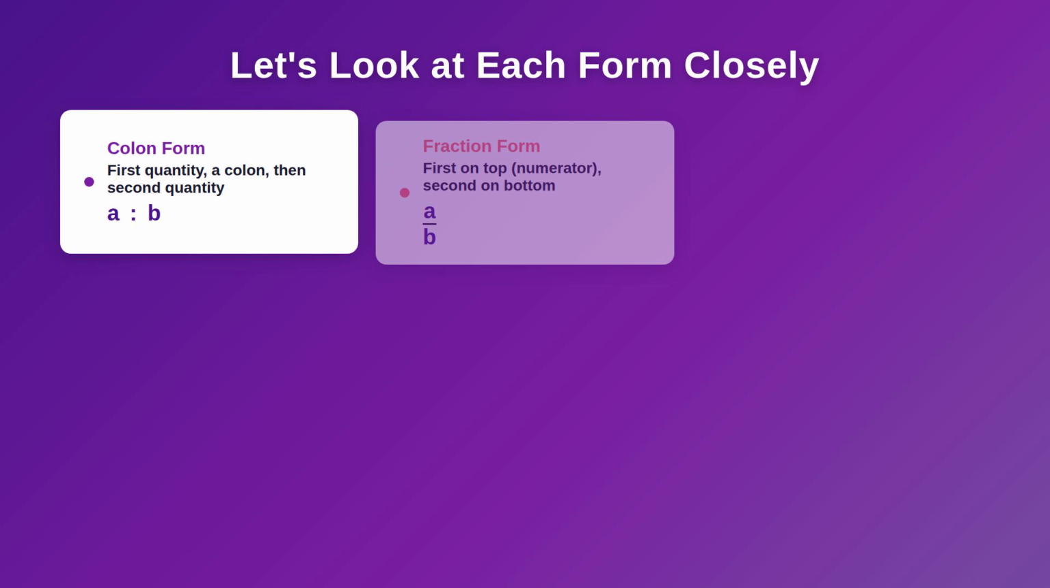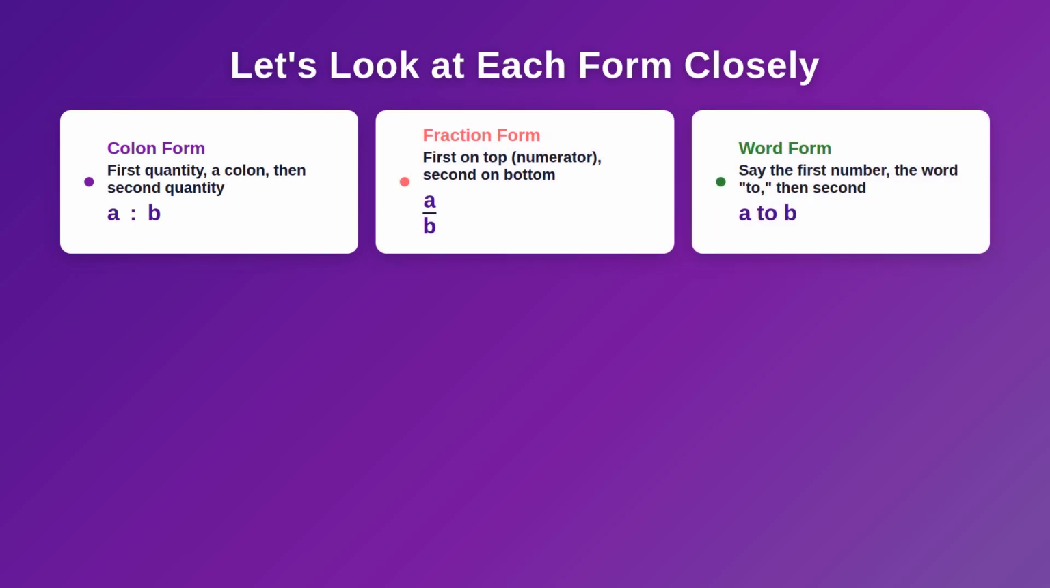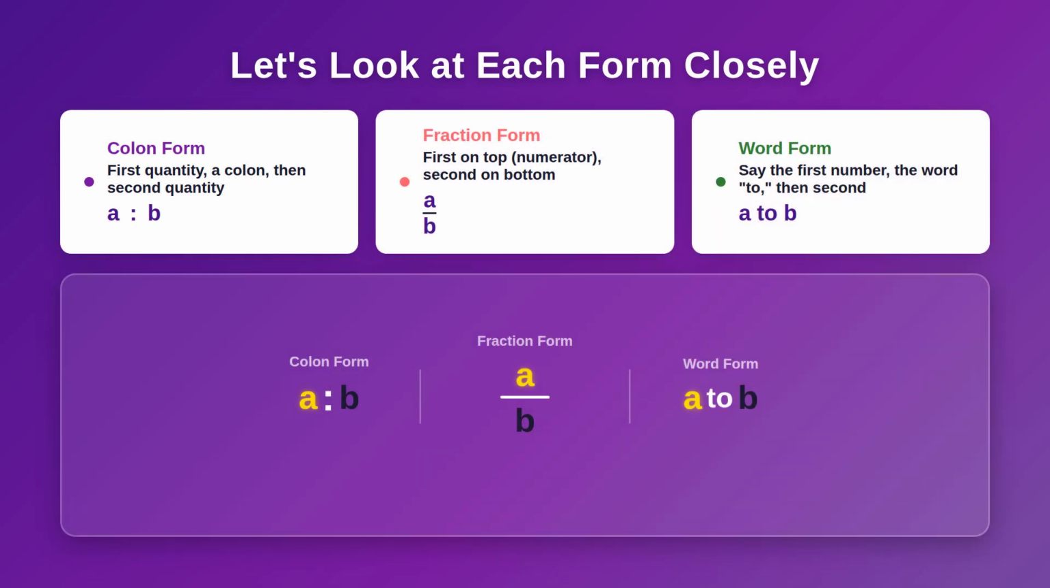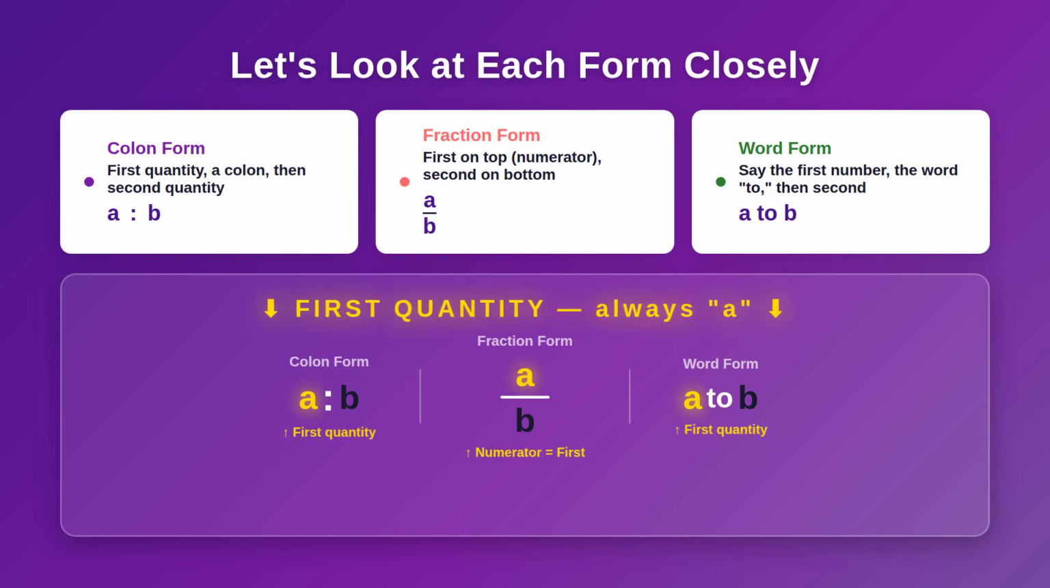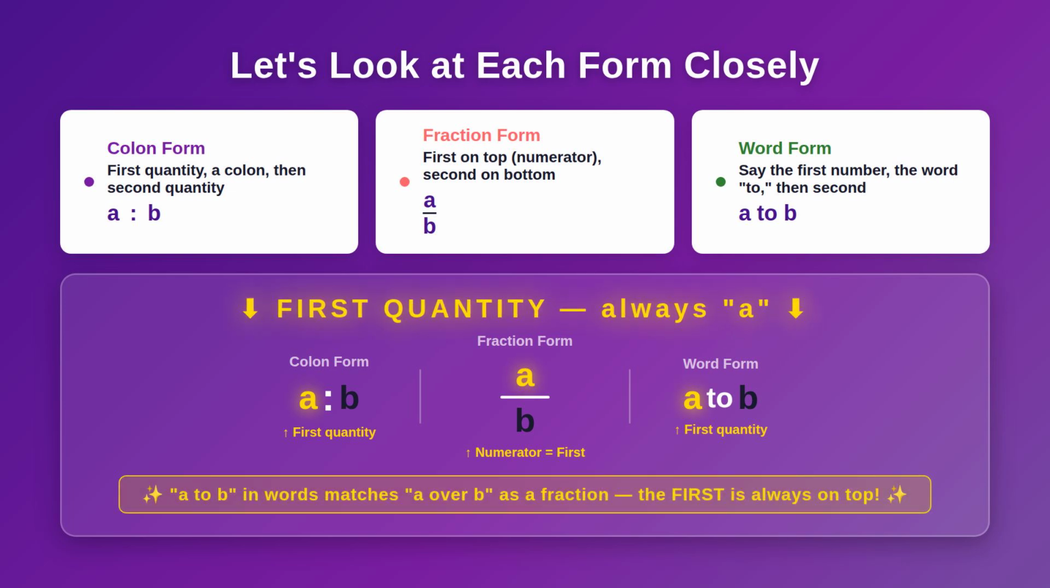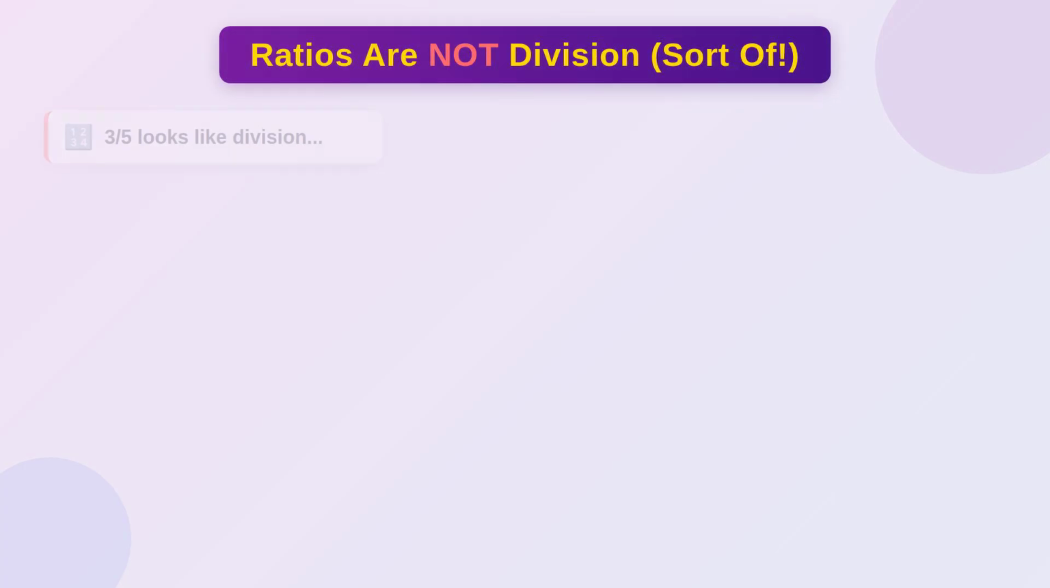Let's zoom in on each form. In colon form, you write the first quantity, a colon, then the second quantity. Simple. In fraction form, the first quantity goes on top, that's the numerator, and the second goes on the bottom as the denominator. And in word form, you literally just say the first number, the word "to", then the second number. Notice that A to B in words matches A over B as a fraction. The top of the fraction is always what comes first in your ratio. Keep that straight, and you're golden.